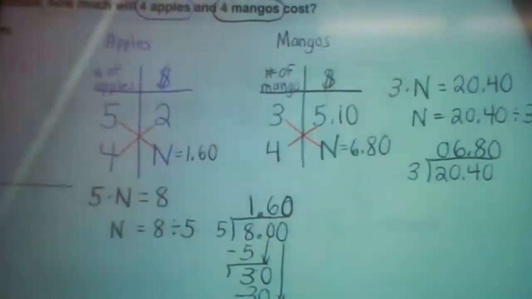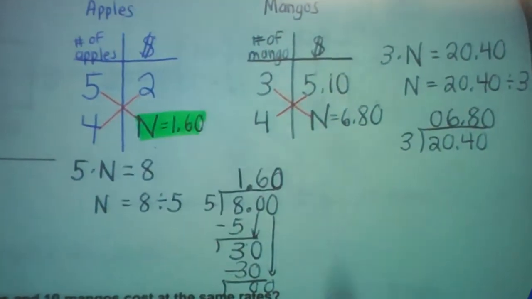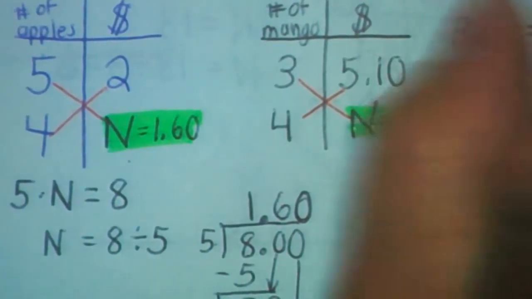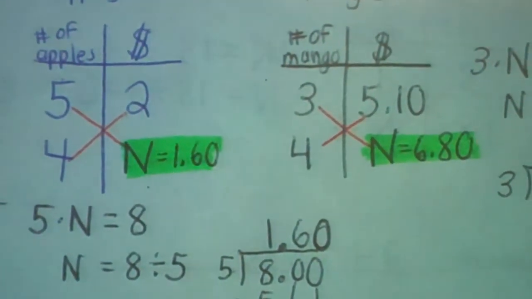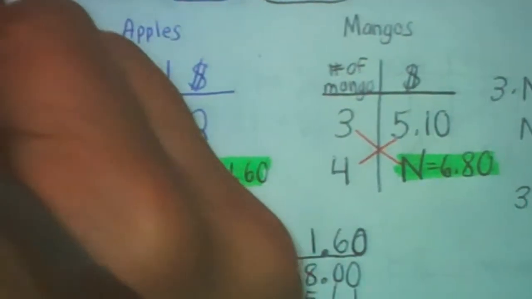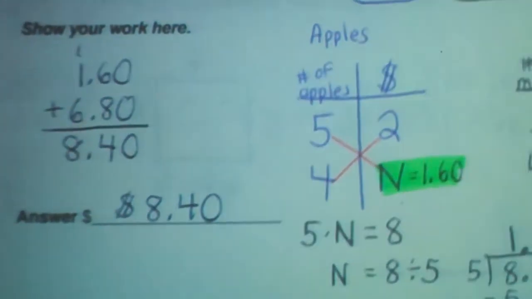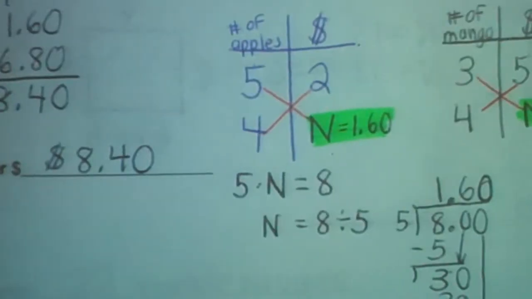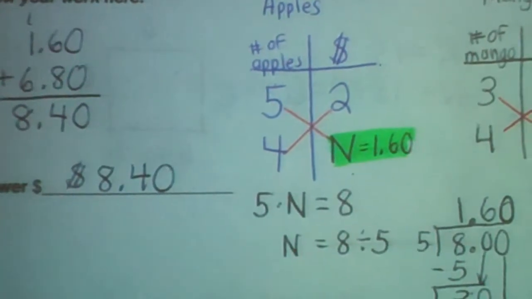So now we are at the point where we know that 4 apples cost $1.60 and 4 mangoes cost $6.80. So how much will 4 apples and 4 mangoes cost? Well, we're just going to add the $1.60 and the $6.80, and that will give us our final answer of $8.40. That was a lot of work, but the most important part here is recognizing that you needed 2 ratio tables, and then finding the sum at the end.